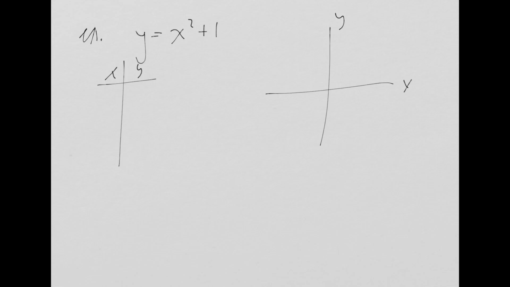Let's do one more. So how about y equals x squared plus 1? So I'm going to have some x values and some y values. And then over here I'm going to plot them so that we can see what the graph looks like. So let's start with maybe x equals 0. If x equals 0, what does y have to be in order for the equation to be true? I think it has to be 1. So we're going to plot that there. Okay, what about 1? If x is 1, what does y have to be? Well, it has to be 2.